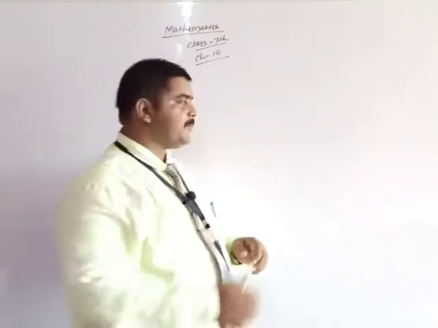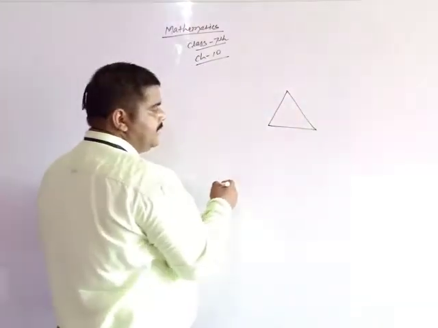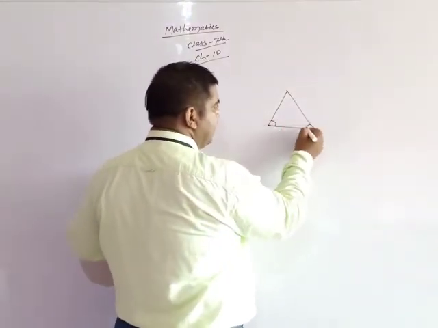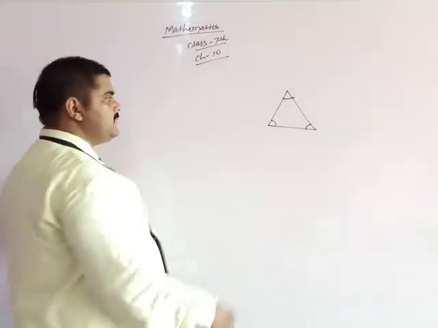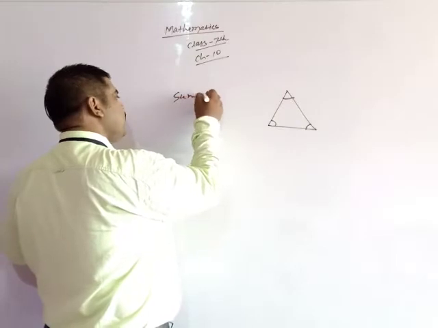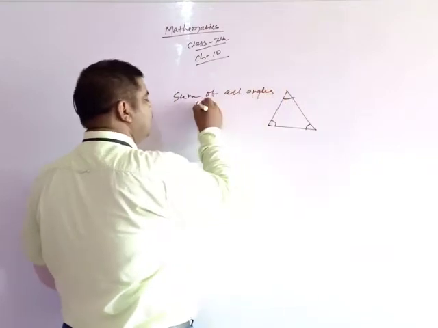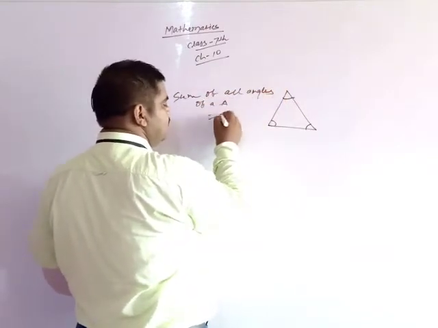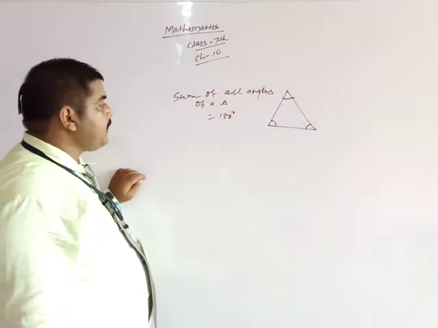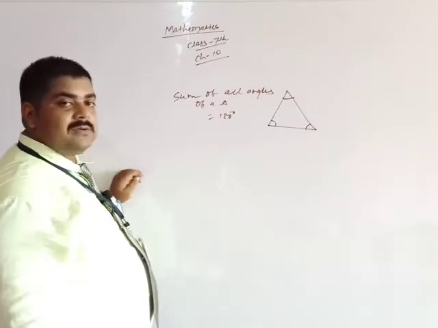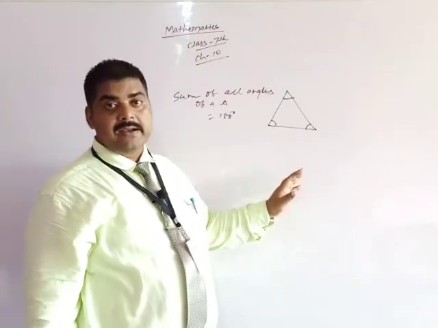My dear students, when you discuss the triangle and its magnitude, you know very well that magnitude means the value of the angle. And by the angle sum property, you know very well that the sum of all angles of a triangle is equal to 180 degrees. This is why the magnitude of the angle ranges from 0 degrees to 180 degrees.